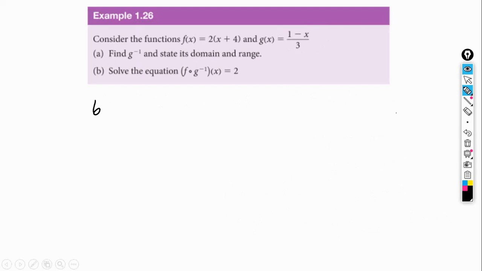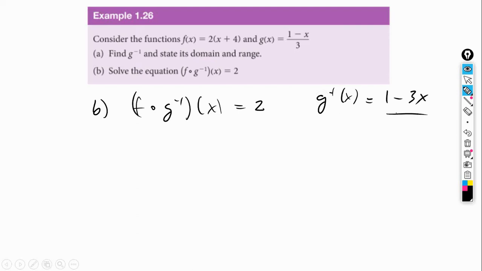Okay, so for part B, they ask us to solve the following equation. It says f composition inverse of g is equal to 2. So let's remember the inverse that we found, the inverse of g, we said is 1 minus 3x. So we have to plug that into f. If we plug that into f, we're going to get 2 times 1 minus 3x, which we substitute for x, plus 4 is equal to 2.